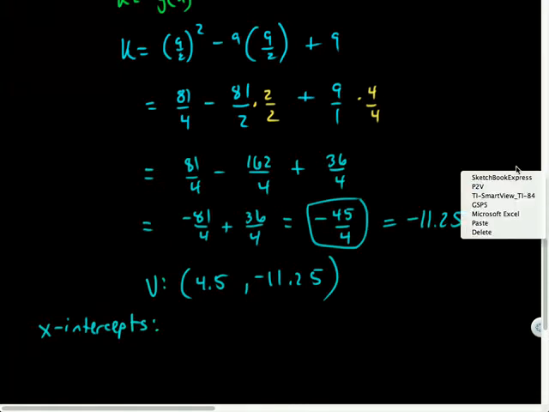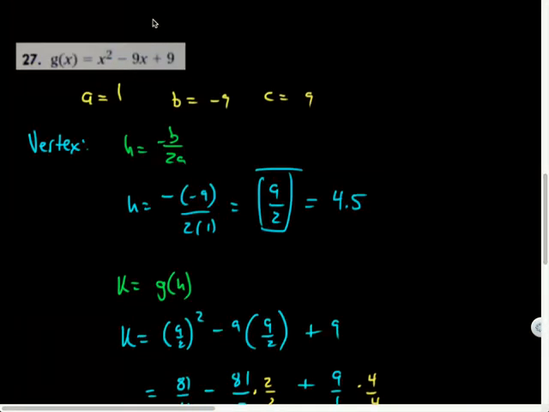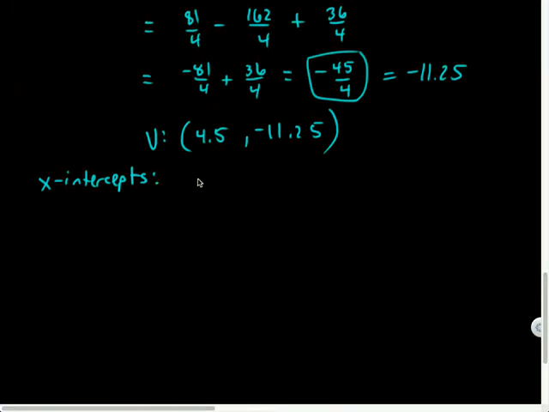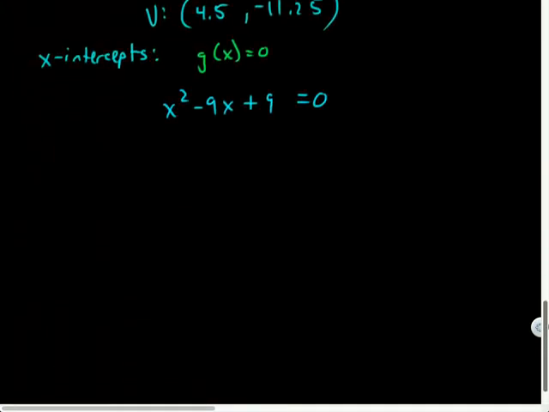Does anyone remember? Well, what you do, the x-intercepts occur when y is 0. So plug 0 in for this, set it equal to 0. So I'm going to say set g of x equal to 0, right? And solve it. So in this case, that's x squared minus 9x plus 9 equals 0. So to solve that, are there any factors of 9 that add to be 9? Really? No, there aren't. That means it's going to have to be a quick quadratic formula.